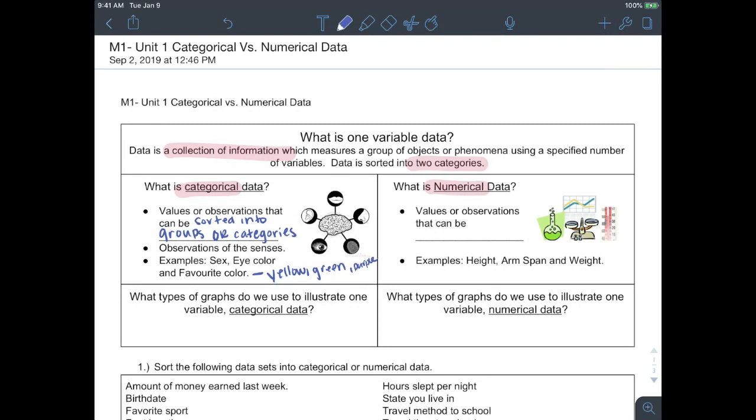All right, so what types of graphs do we use to illustrate one variable categorical data? The types of graphs we use are bar charts or bar graphs, either vertical or horizontal, or a pie chart. A pie chart takes a little bit of math to interpret it. The second type of category that we have is numerical data.